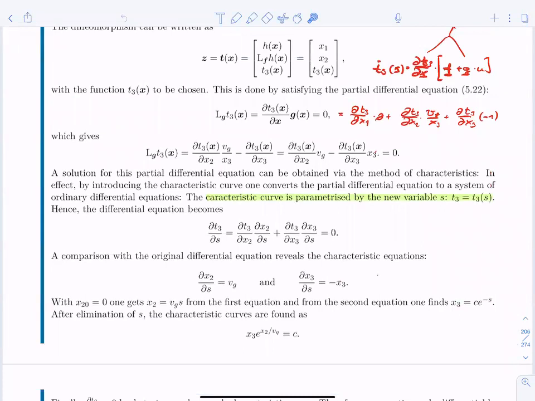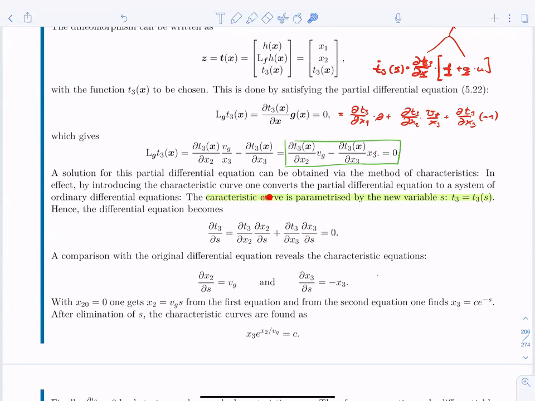So if we take our function T3, which is here, we find that this equation has to be satisfied. So in our case, let's just solve this hands-on. We parameterize our function T3 by a new variable which we call S. Then of course, if we take the derivative with respect to our x2 and x3, we get dT3 over dS. It's dT3 over dx2 times dx2 over dS, plus dT3 over dx3 times dx3 over dS. And obviously this should be 0, okay?